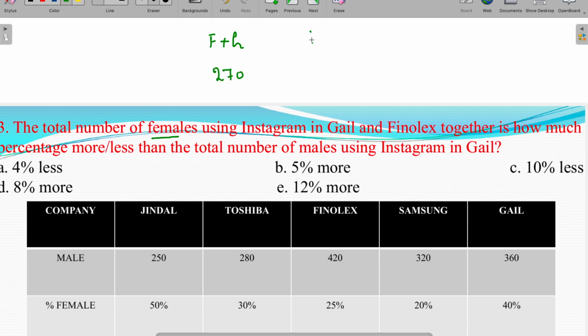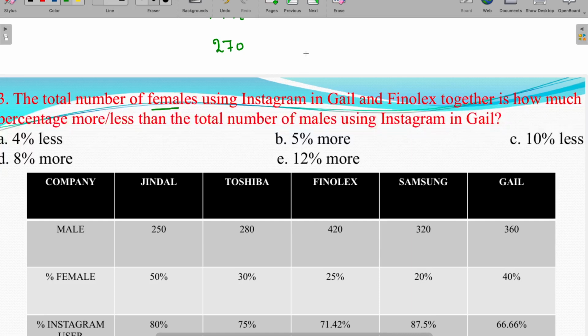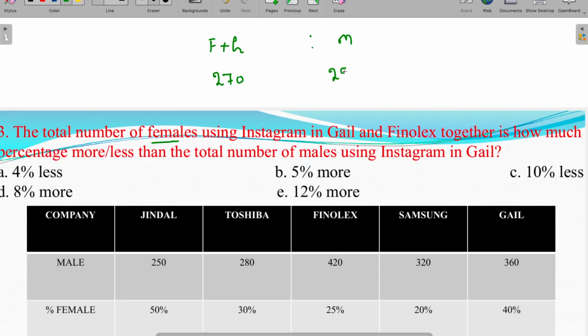Is how much more or less than the total number of males using Instagram in Gale? Males in Gale, we know 250. We already know the data, so here 250. Now the question is how much percentage more or less? 20 more compared with total males. That will be 20 by 250 into 100. The zeros get cancelled. 25, 4 is 4, 2 is 8 percentage more. So your answer will be 8 percentage. Very simple.